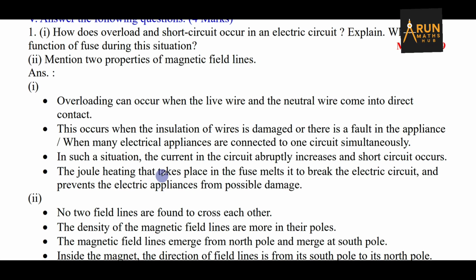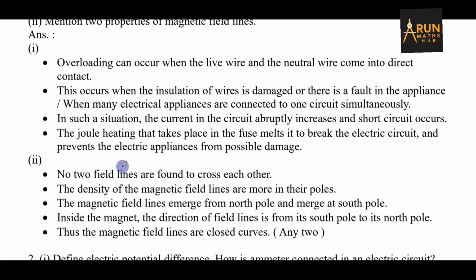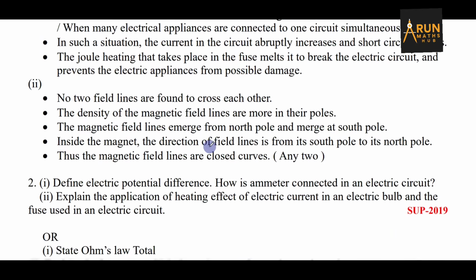Function of fuse. Fuse melts by using Joule's law. It has a particular melting point. If that crosses the melting point, what happens? The fuse melts. Because of that, what happens? The fuse breaks the circuit by melting itself. The fuse breaks the circuit and protects the electrical appliances.